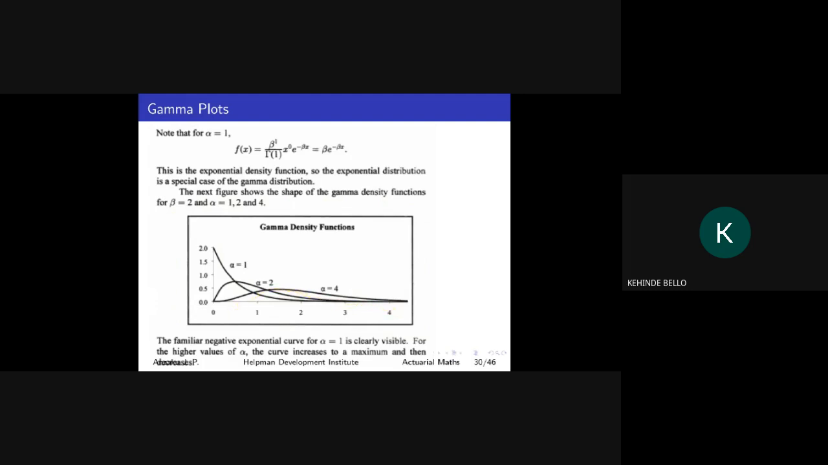Now, the familiar negative exponential curve for alpha equals 1 is clearly visible. For the higher values of alpha, the curve increases to a maximum and then decreases. Just like we have in alpha equals 4, it increases to a maximum and then it decreases.